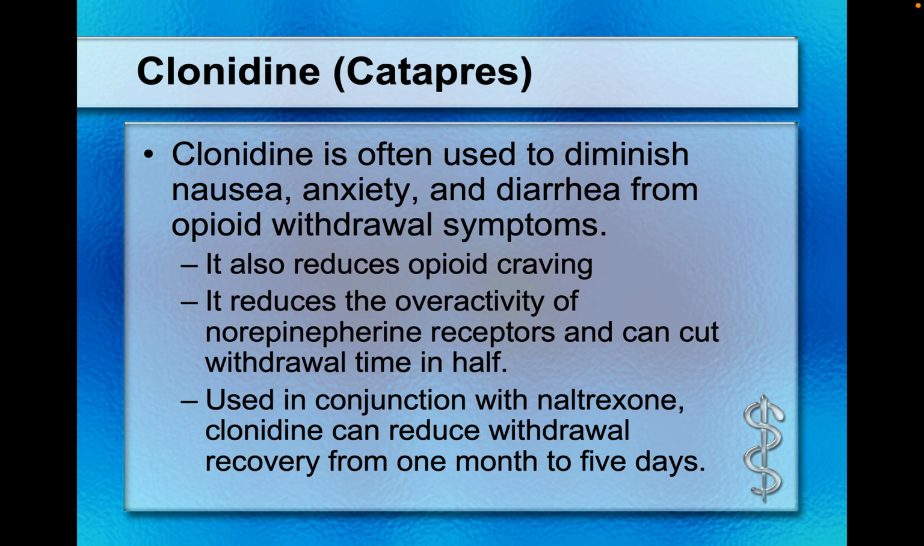Clonidine, or Catapres, is often used to diminish nausea, anxiety, and diarrhea from opioid withdrawal symptoms. It also reduces opioid craving. It reduces the overactivity of norepinephrine receptors and can cut withdrawal time in half. Used in conjunction with naltrexone, clonidine can reduce withdrawal recovery from 1 month to 5 days.